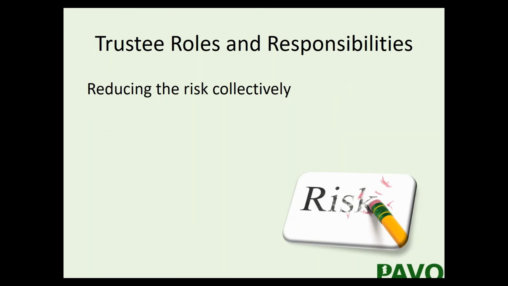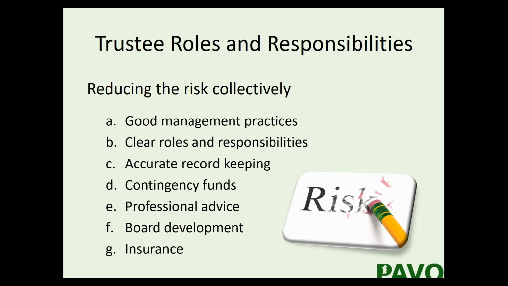So reducing the risk collectively. Again, just emphasizing the fact that trustees are all created equal and should operate equally. They should take decisions collectively, etc. So the collective responsibility that you have, therefore, is to make sure your charity has good management practices, has clear roles and responsibilities. If you're doing more than just an overview governance role, if you're actually working with staff, working with your beneficiaries, etc., make sure that the roles and responsibilities of who's designated to do what are clear.